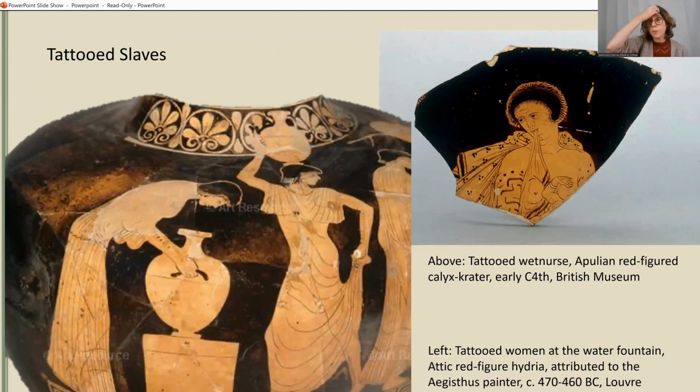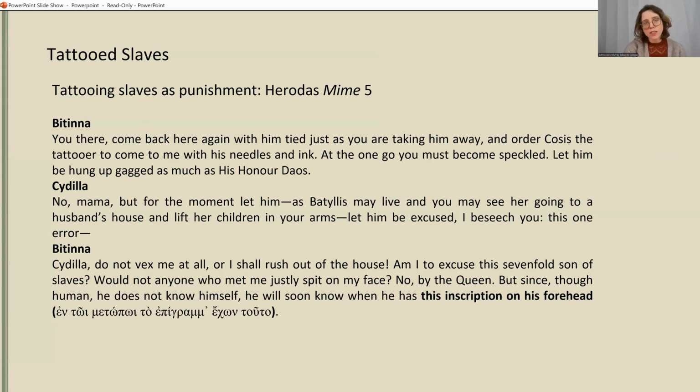Tattoos were a common way of identifying slaves in imagery from the ancient world. You see here examples of tattooed slaves performing a role as a wet nurse and gathering water from a well. And we also have evidence that sometimes tattooing or branding could be used as a form of punishment of slaves. So you've got a passage here from the 3rd century author Herodas, one of his mimes, where he has one of his characters talk about using needles and ink to bespeckle an offending person.